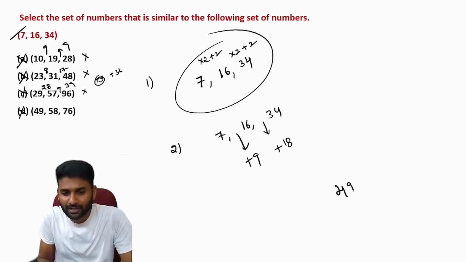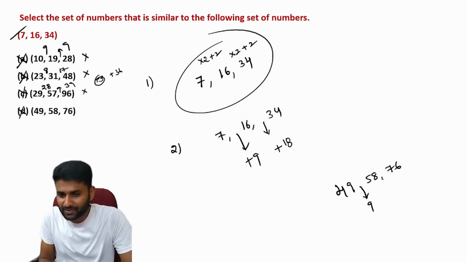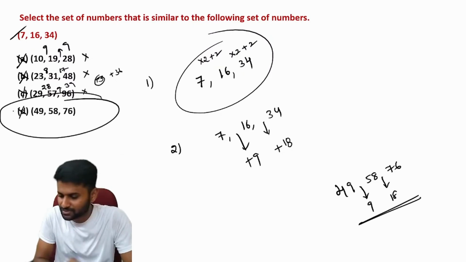So definitely 49, 58, 76 satisfy our condition, guys. Here the difference is 9 units, here the difference is 18 units. It exactly follows our condition. So D is the correct answer.